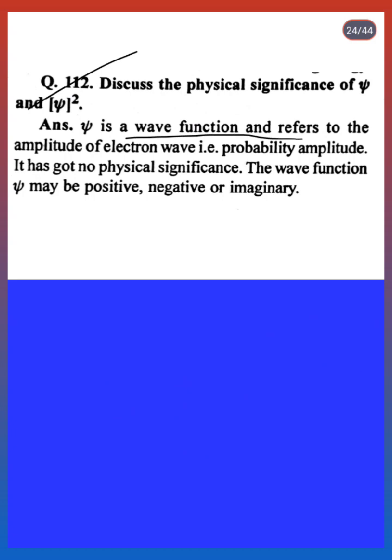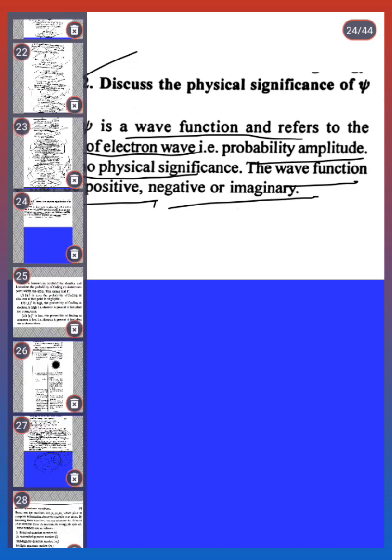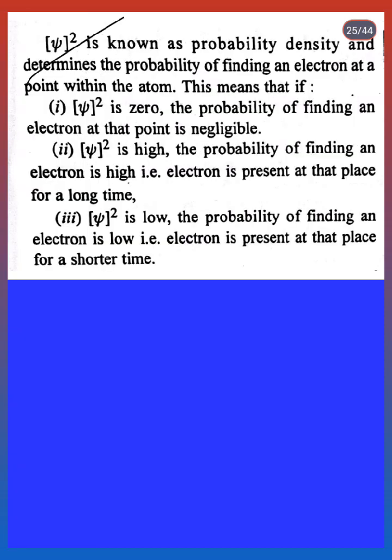Psi is the wave function, which refers to the amplitude of the electron and the probability amplitude. It has no physical significance. The wave function psi may be positive, negative or imaginary, it can be anything. Psi square is known as probability density and determines the probability of finding the electron at a point within the atom.